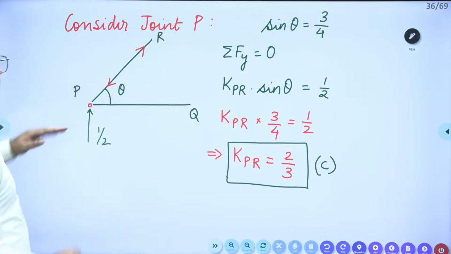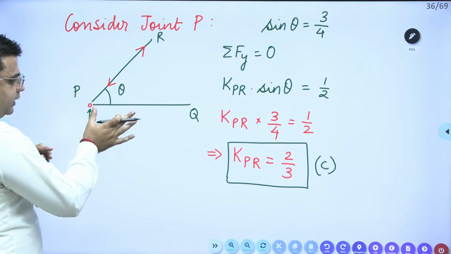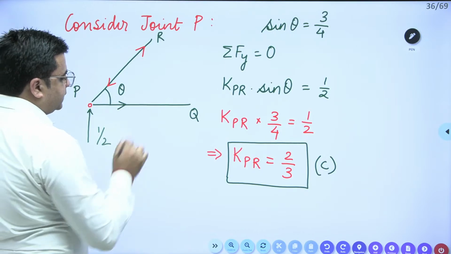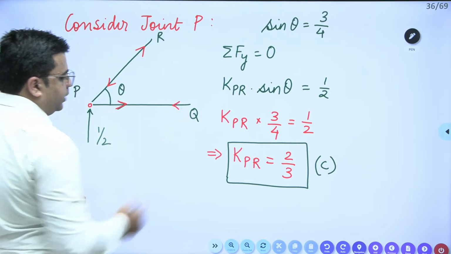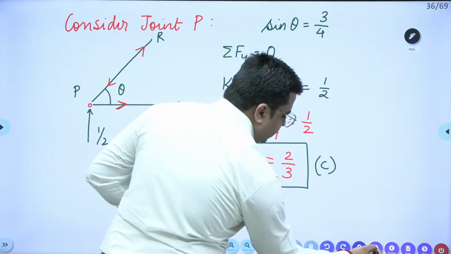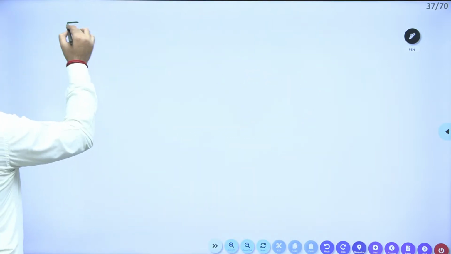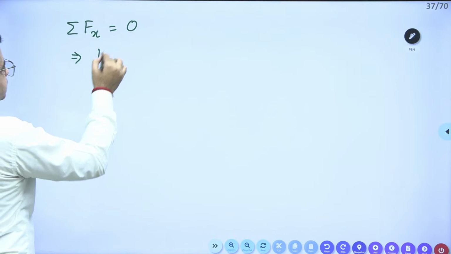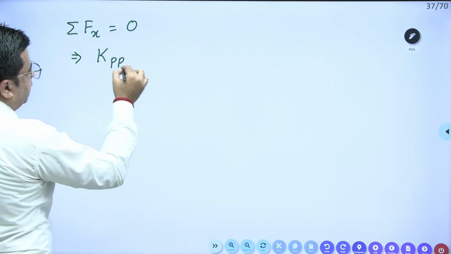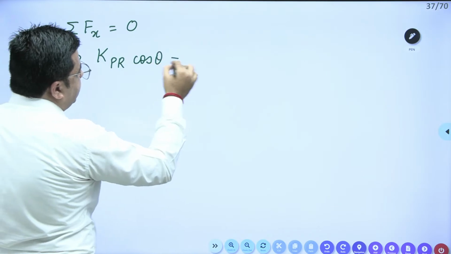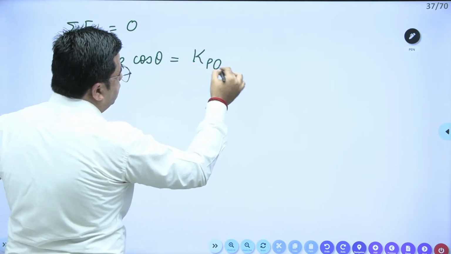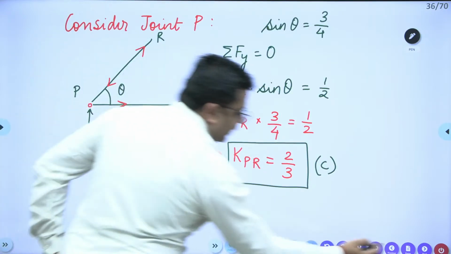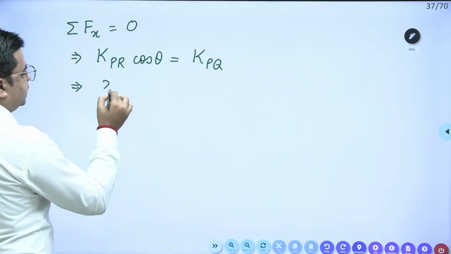Okay. Next, KPR cos theta is equal to KPQ. Let me assume the direction of PQ to be tensile. So taking the summation of horizontal forces to be 0, KPR cos theta is equal to KPQ. So this KPR cos theta is nothing but 2 by 3.